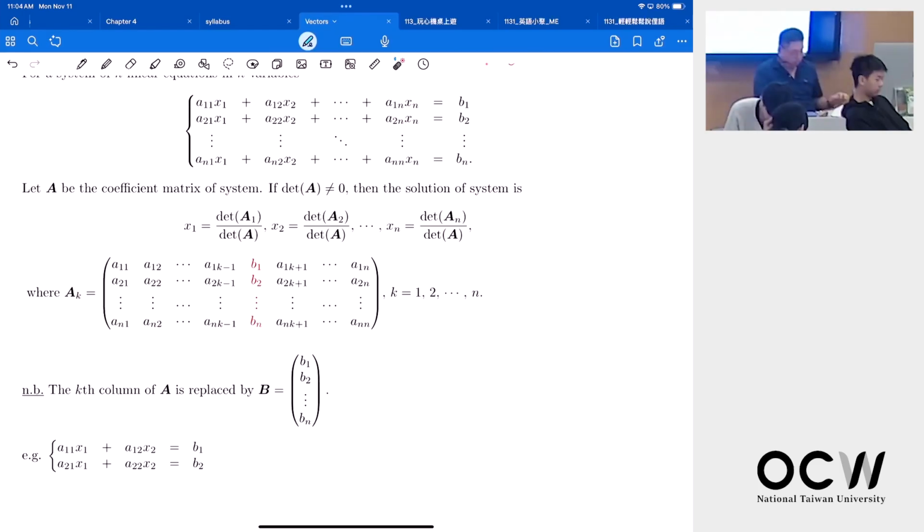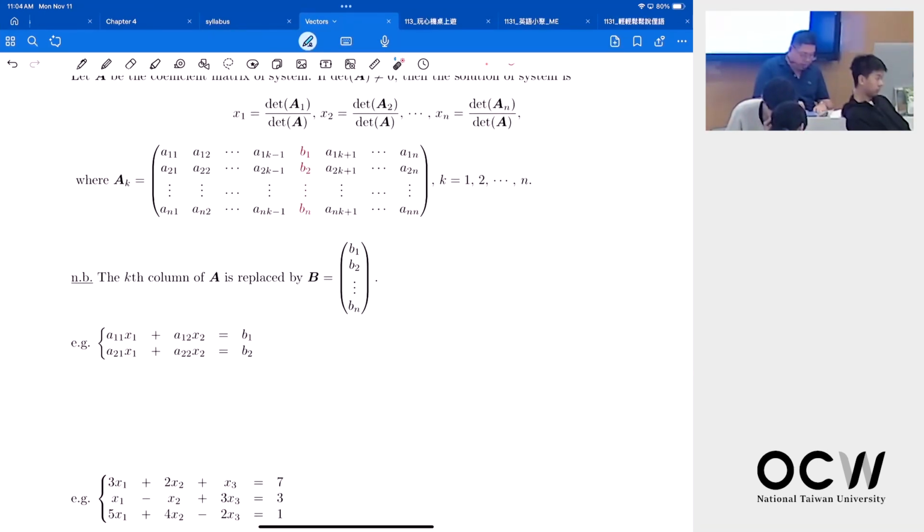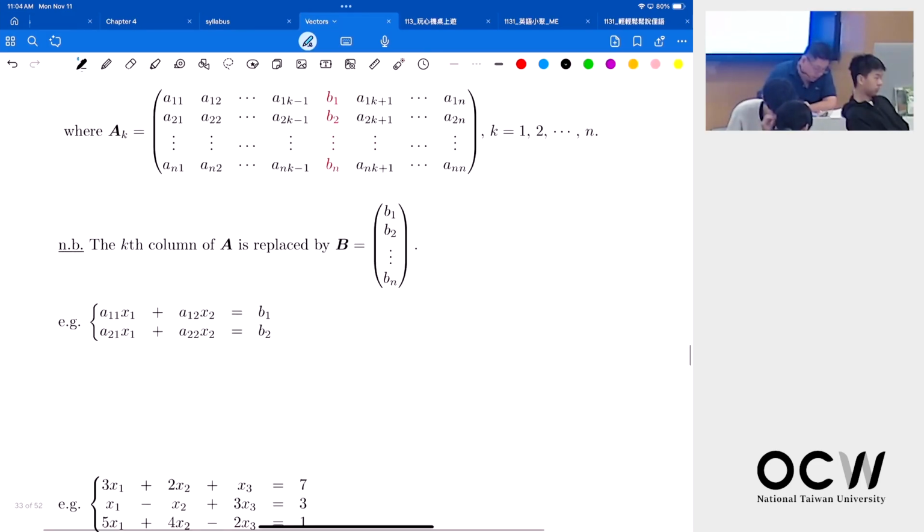Okay, then that is your solution. Let's use this example, then it'll be clear. This system, I can get the x1 right away. The denominator is the determinant A. So determinant A is A11, A21, A12, A22.